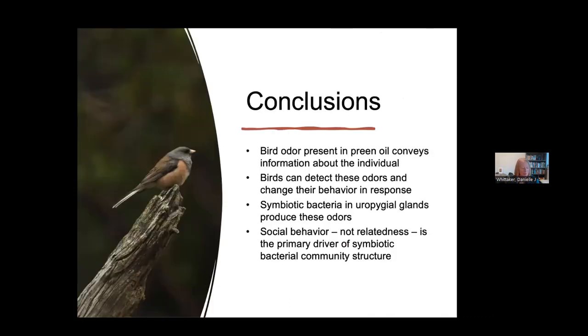So I think I've used up most of my time here, but here's a quick recap of the 4 studies. First, I showed that bird odor is present in preen oil. Bird odor present in preen oil conveys information about the individual, including breeding condition, aggressive behavior, identity, and so on. We know that birds can detect these odors and change their behavior in response to it, just like in that nest study, where they decided whether or not to get up and leave the nest because it smelled funny. We discovered that symbiotic bacteria present in these glands are actually producing the odors, and that it's social behavior and not genetic relatedness that's driving how similar individuals' bacterial communities are, and therefore affecting their odor.